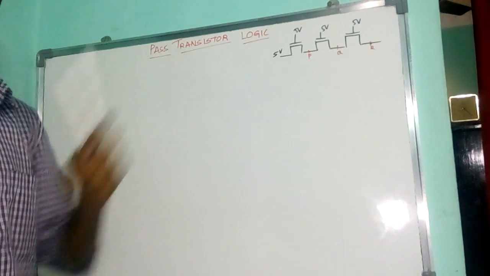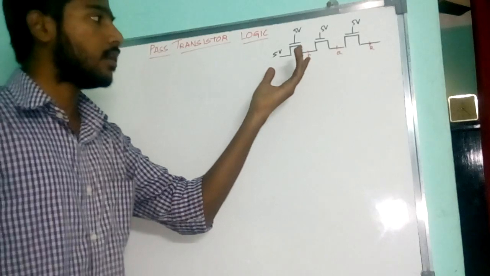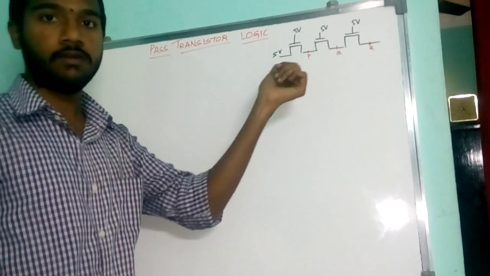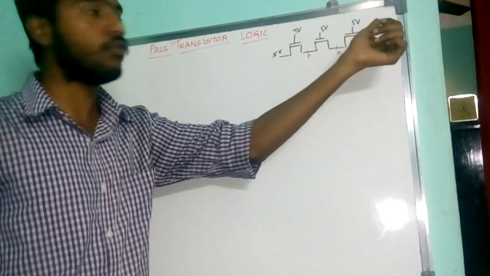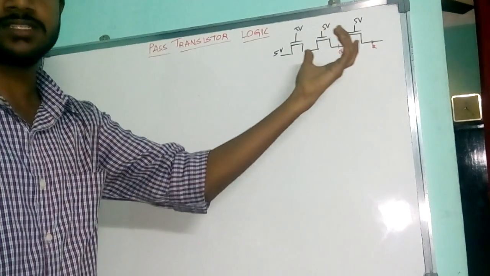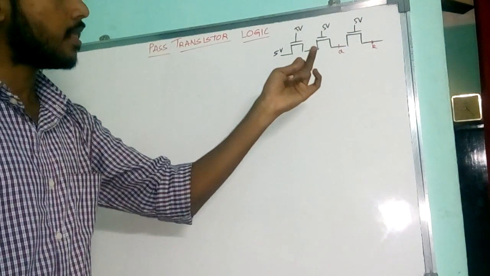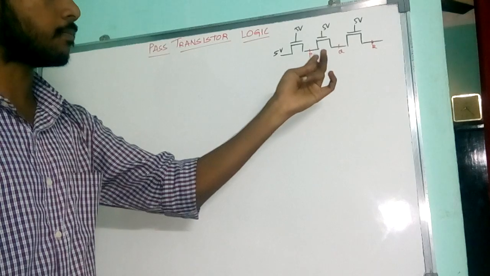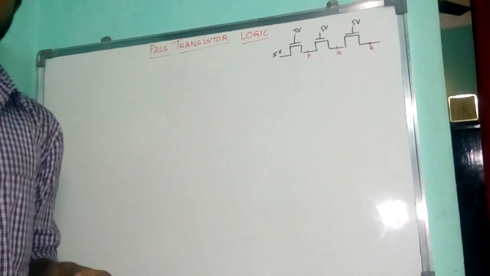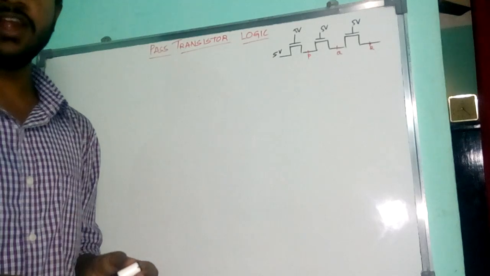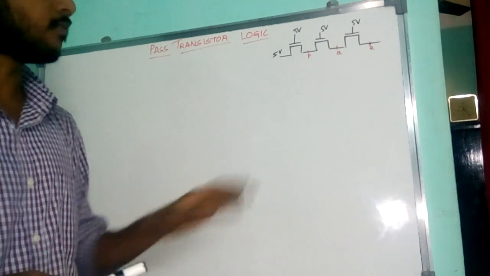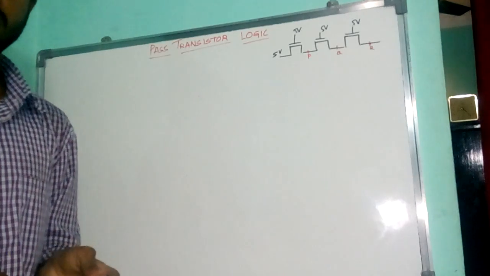So this is the example given. They have given 5 volt VD, and they have given 5 volts for each of the transistors to the gate. They are asking to find out the voltage at P, Q and R. So before working on it, we will see 2 important points for the working of this pass transistor.